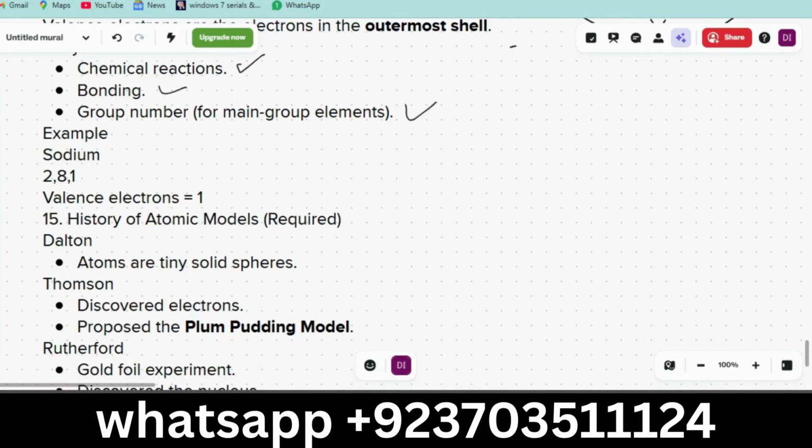History of the atomic model required: atoms are tiny solid spheres. So that's all about it. We are going to talk about the next topic in the next class.